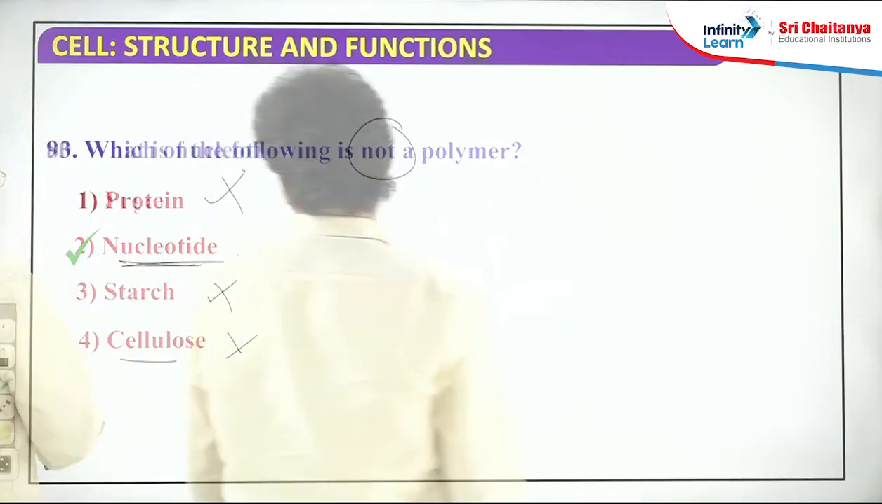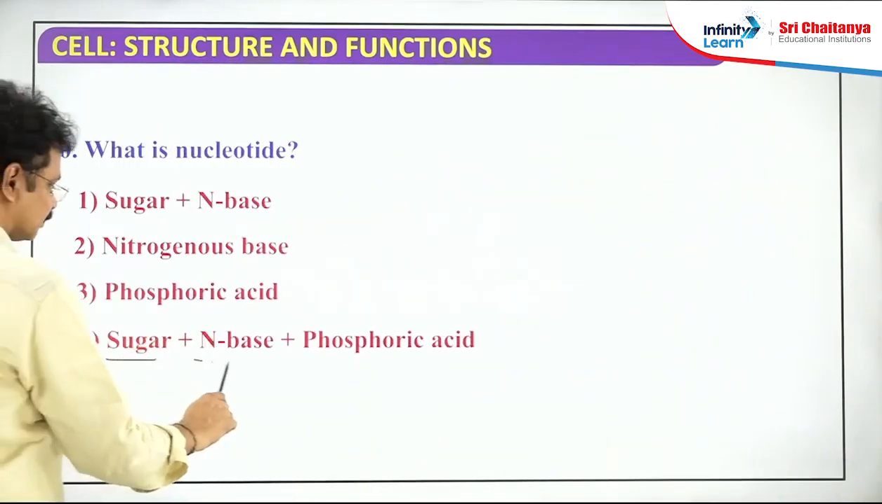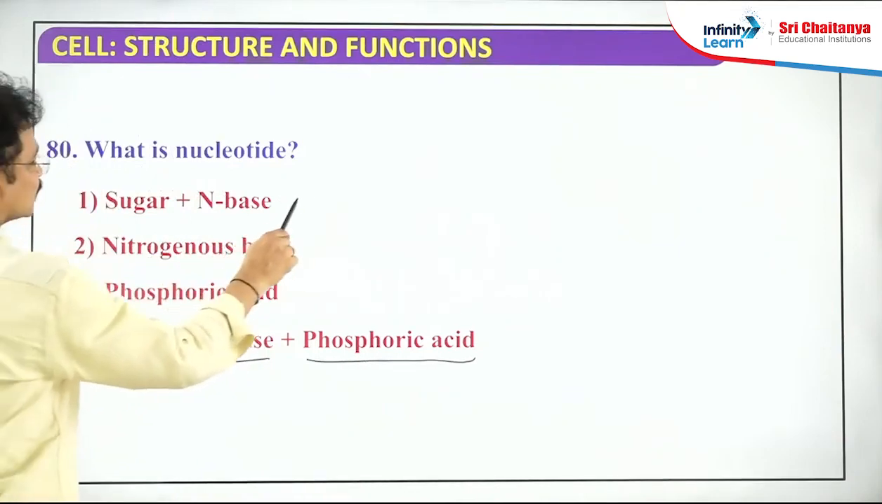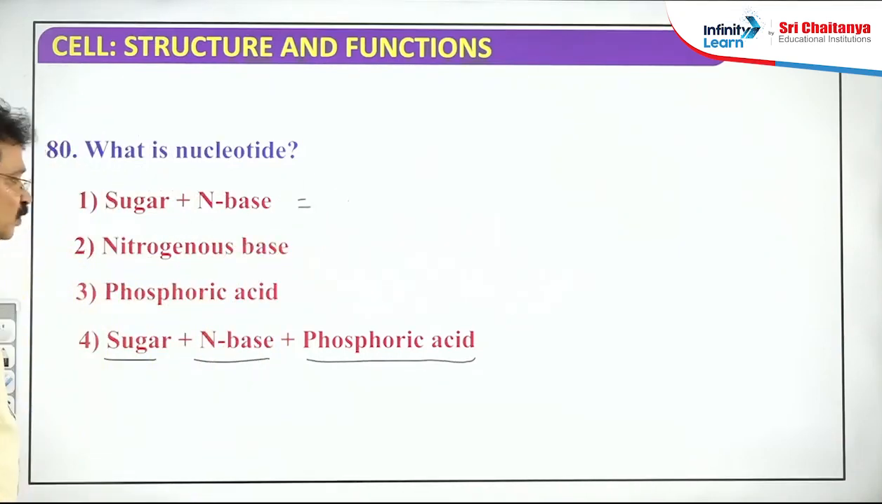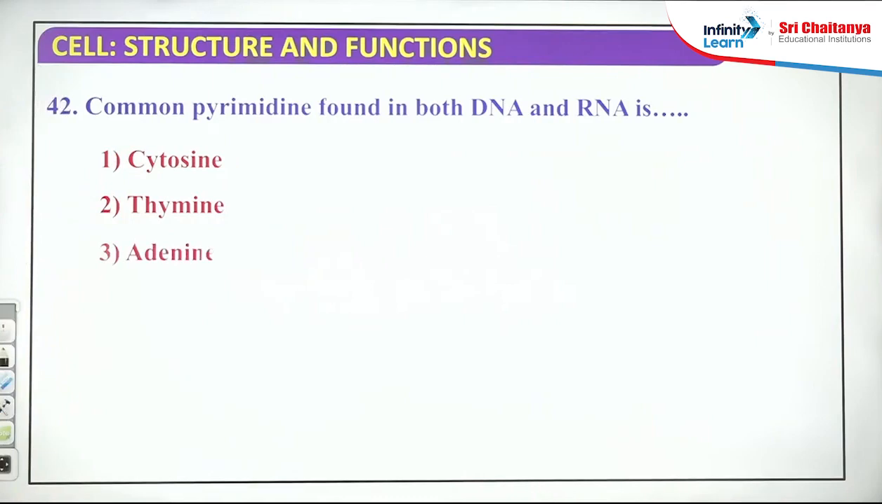Nucleotide. Good. What is a nucleotide? Fourth option: sugar plus base is nucleoside, plus phosphate is nucleotide. Sugar plus nitrogen base is nucleoside.